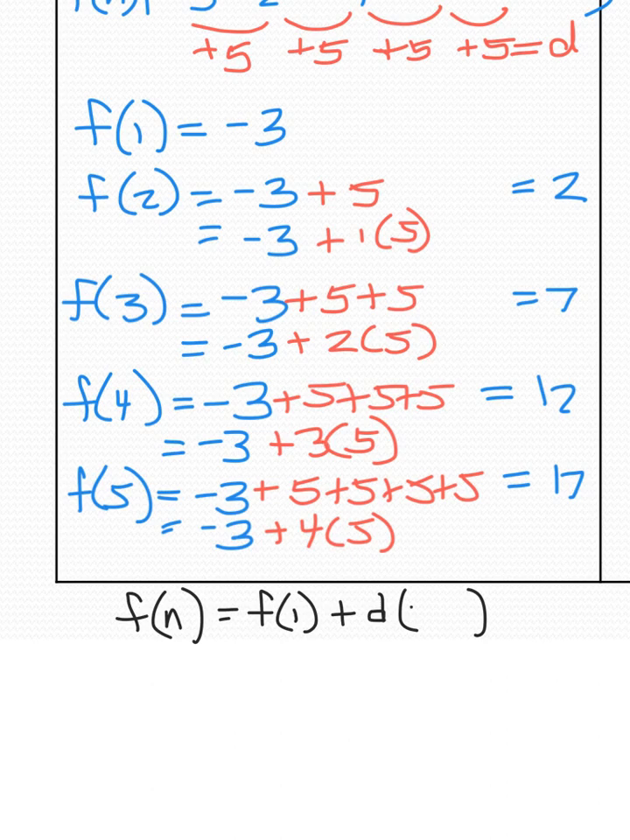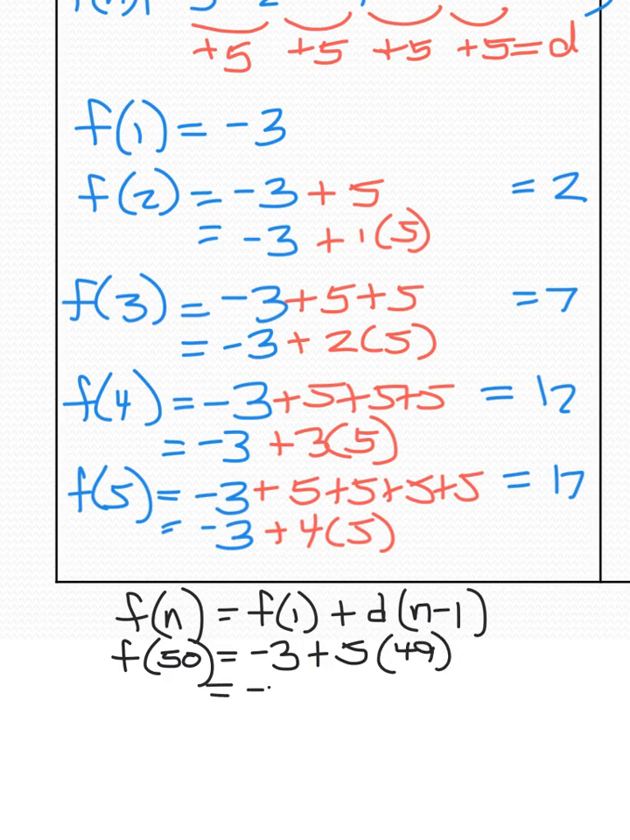In every case, we're going to multiply the 5 by n minus 1. We're 1 off, if you will. So let's use this as an example. Let's do that f of 50 as an example. Why would we want this formula? So we could put in our -3 plus 5 times 49.